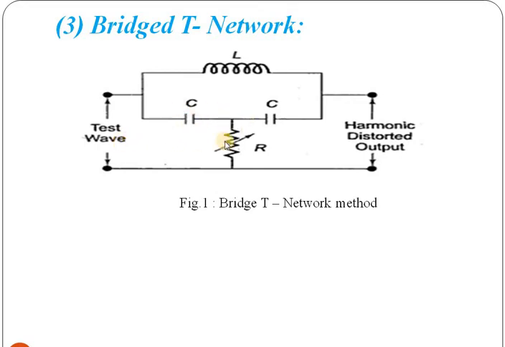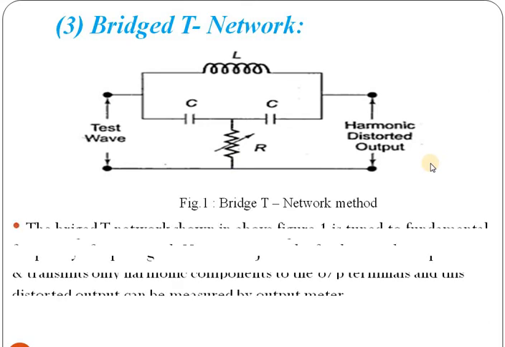So suppose here the test wave input fundamental component is applied to this one. Now the fundamental component is passed to the variable resistor, which is passed to the ground, and the fundamental signal is passed to ground. By passing this to ground, it is suppressed, and only harmonic components are passed to the output terminal. In this way, the harmonic distortion components are measured by means of this output terminal. Only harmonic distortion components are passed to the output terminal, and at this output terminal, the harmonic distortion components are measured. So in this way, the harmonic components are measured by means of this bridge T network method.